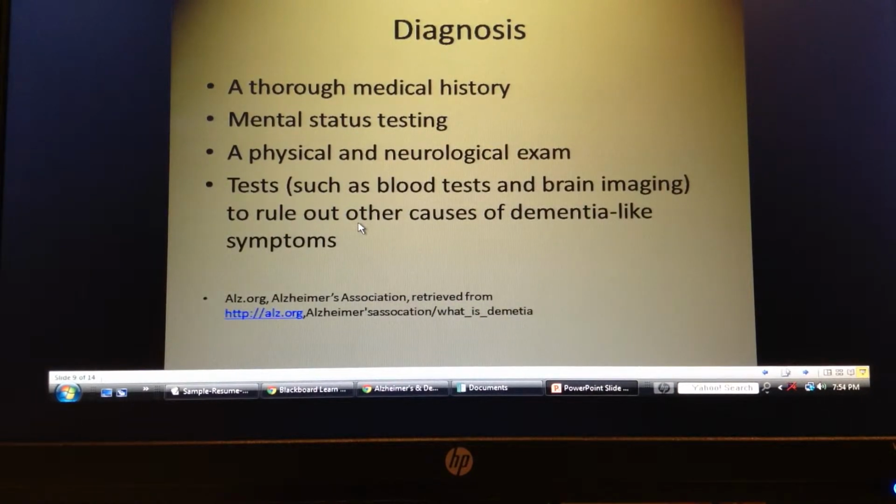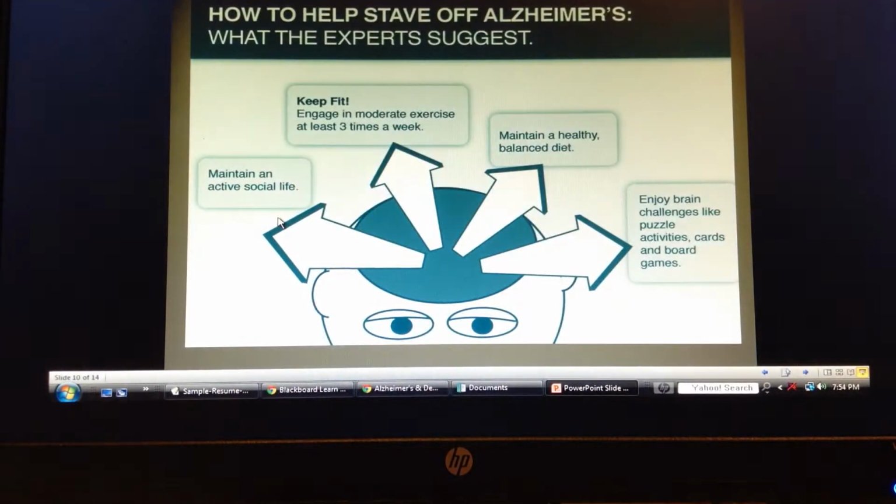Diagnosis. This is where, in our lesson today, the guest healthcare professional will do her lecture and give detail about a thorough medical history, mental status testing. She'll talk about the physical and neurological exam and other tests such as blood tests and brain imaging to rule out other causes of dementia-like symptoms.